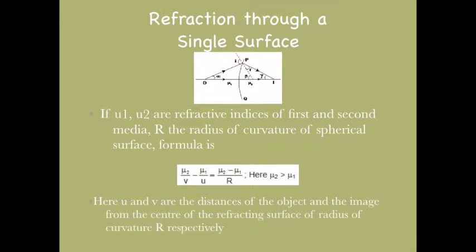Here u and v are the distances of the object and the image from the center of the refracting surface, and R is the radius of curvature. Please note that.